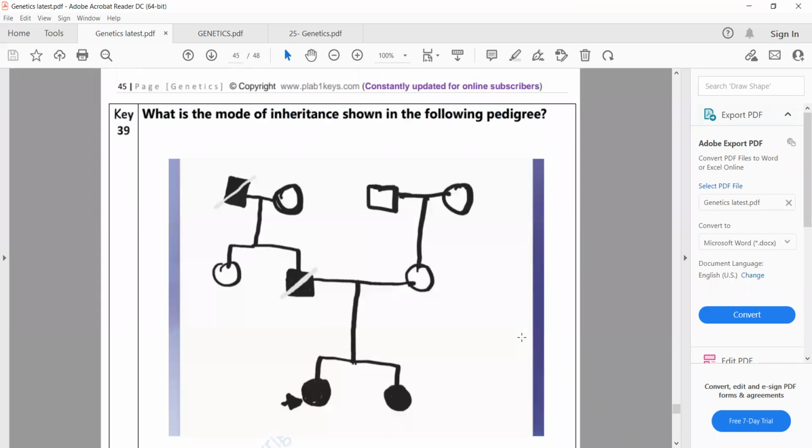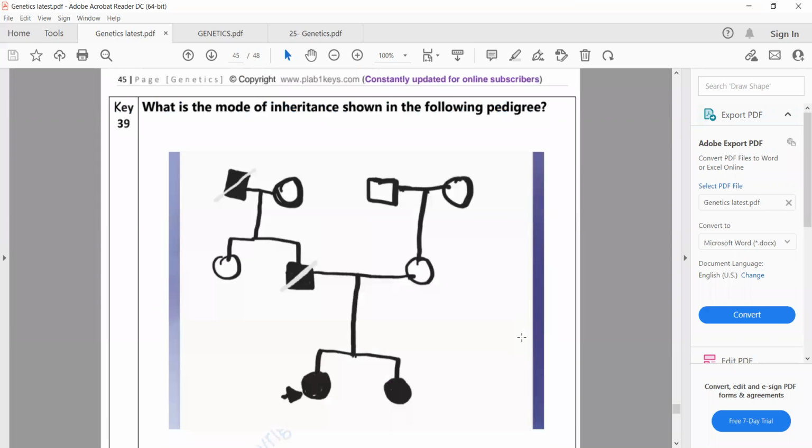Now, another example of what kind of questions can be asked in the PLAB 1. What is the mode of inheritance shown in the following pedigree? As I told you before, circles represent the females and squares represent males, fully filled circles represent the affected females, and fully filled squares represent the affected males. And if there's a cross on the square or circle, it means that person is deceased.